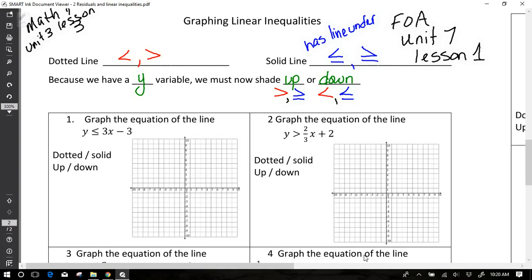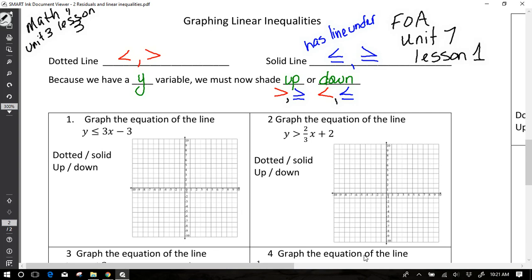Today we're going to work on Math 1, Unit 3, Lesson 3, which is graphing linear inequalities. We did do a lesson on this last semester near the end of our time together. And if you want to review that video lesson, it would be Unit 7, Lesson 1. So let's just jump right in.